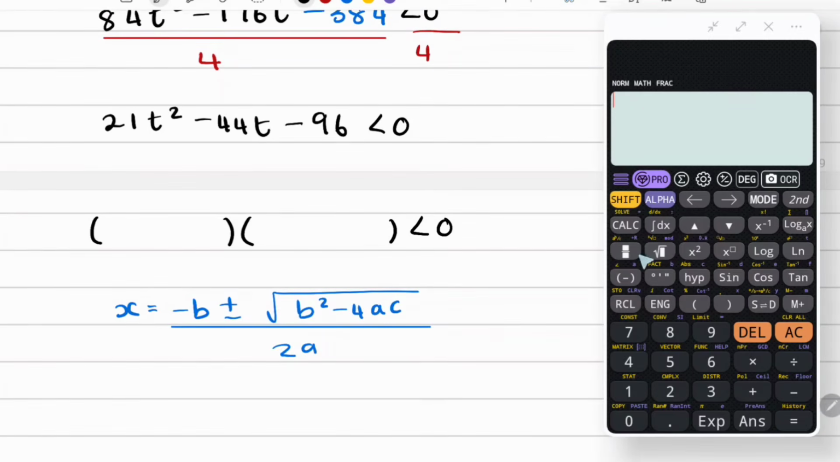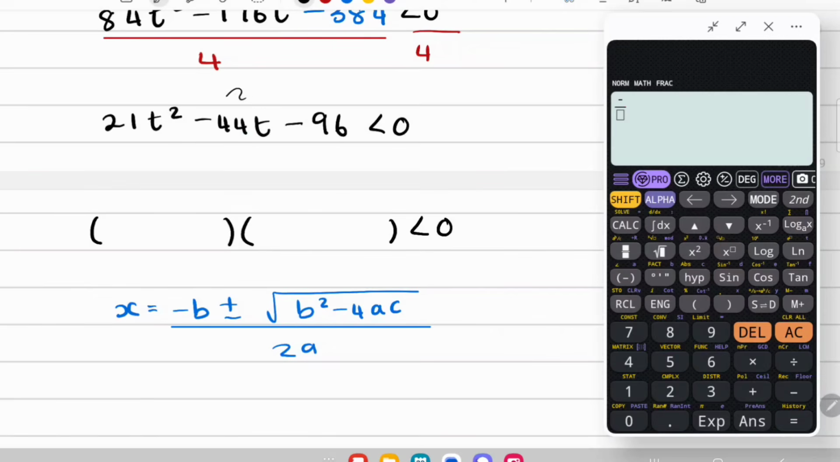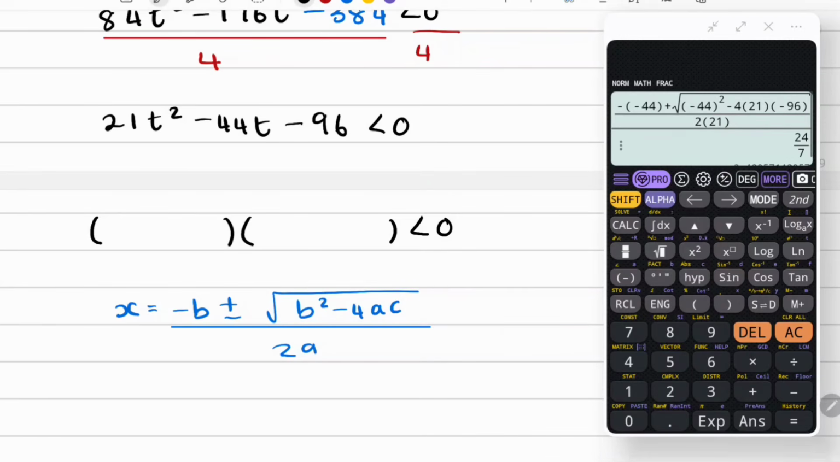Okay, so this is the quadratic formula. So I'm going to put a fraction and I'm saying negative b. So bracket negative 44 plus minus, okay, I'm starting with plus, the square root of b squared, which is negative 44 squared, minus 4 times a, which is 21, and then times c, which is negative 96. And that goes all over 2a, which is 21. Okay, so we get fractions.